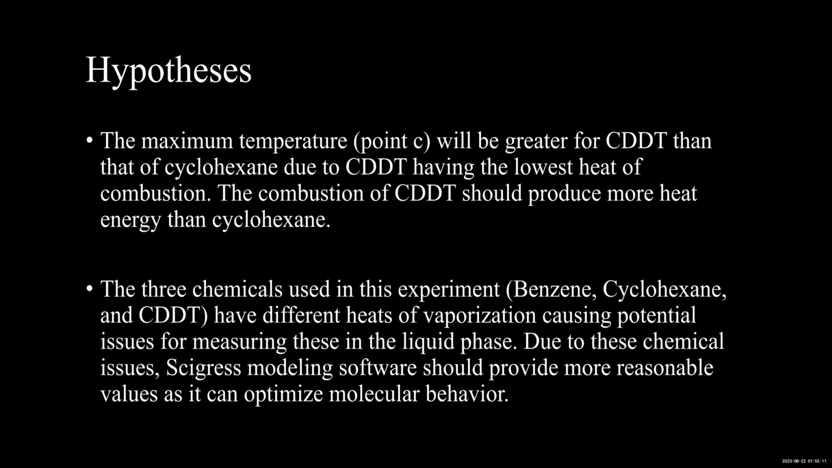The hypotheses proposed for this experiment are that the maximum temperature will be greater for CDDT than cyclohexane due to cyclohexane having a lower heat of combustion, meaning that it should produce more heat energy. The other hypothesis proposed was that the chemicals used in this experiment have different heats of vaporization, which would cause potential issues, meaning that Cygris software may provide more reasonable values as it can optimize molecular behavior.